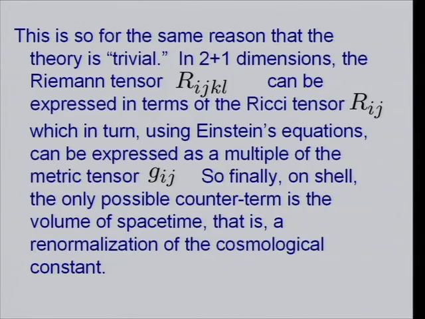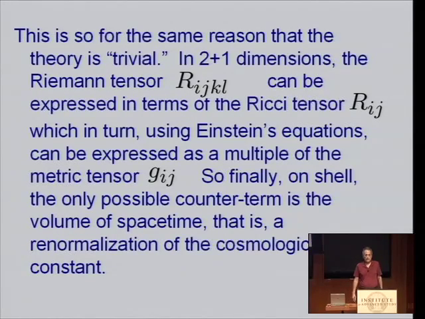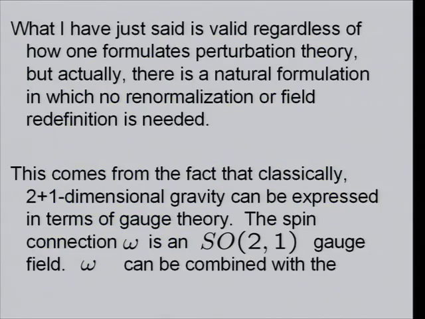In 2 plus 1 dimensions, the Riemann tensor can be expressed in terms of the Ricci tensor, which in turn, using Einstein's equations, can be expressed in terms of the metric tensor. These are the steps that are used to prove that the theory is trivial. So finally, on shell, the only possible counterterm is the volume of spacetime, that is a renormalization of the cosmological constant. What I've just said is true no matter how you do perturbation theory, but there's actually a natural formulation in which no renormalization or field redefinition is needed.